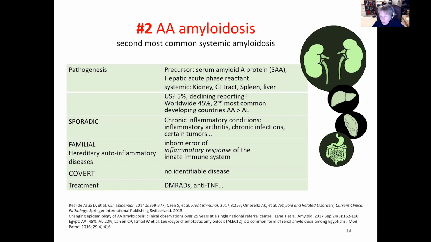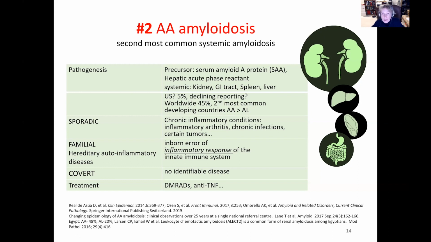This is the second most common systemic amyloidosis, although I have to say that we don't see it, or we at least don't recognize, don't diagnose it probably often enough. The amyloid fibers are derived from serum amyloid A protein, which is a hepatic acute phase reactant. Deposits are systemic. The main target is the kidney, but then there is the liver, spleen, and GI tract. And in the US, AA contributes maybe to about 5% of renal amyloidosis. It's probably underreported. Worldwide, it is said to be the second most common type of systemic amyloidosis, but in the developing countries, AA is more common than AL.